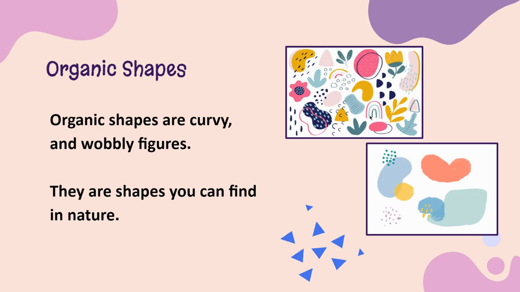And in this picture over here, you have what looks like a leaf. And this is another one that looks like a leaf. Here's another one over here, up here. So usually figures that you can find in nature are going to be organic shapes. They're kind of wobbly, they're curvy, they're not pointy, they don't have very perfect lines like the ones you see in geometric shapes. Organic shapes are different. They're curvy and they're wobbly figures.